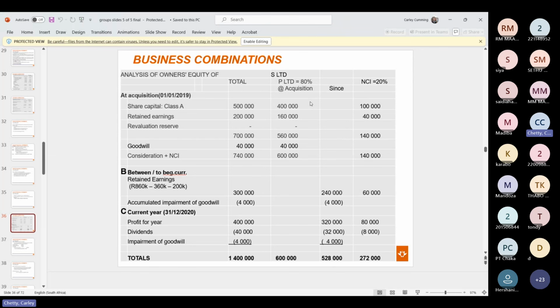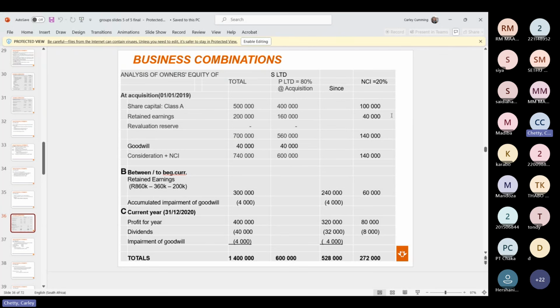So the scenario told us that the share capital of S was 500,000 on acquisition. The retained earnings was 200,000. P gets 80% of that. So we'll say 500,000 multiplied by 80% gives P 400,000. And the NCI gets 20%, which is 100,000. The retained earnings of 200,000 on acquisition, P will get 80% of that, which is 160,000, and the NCI will get their 20%, which is 40,000.